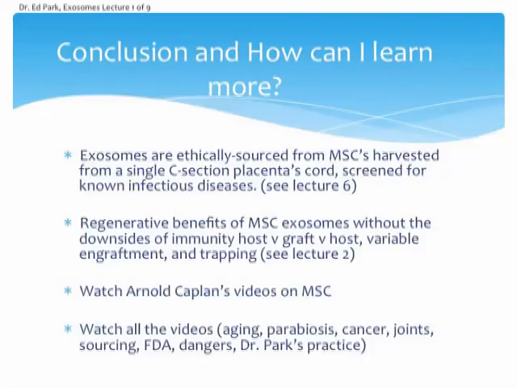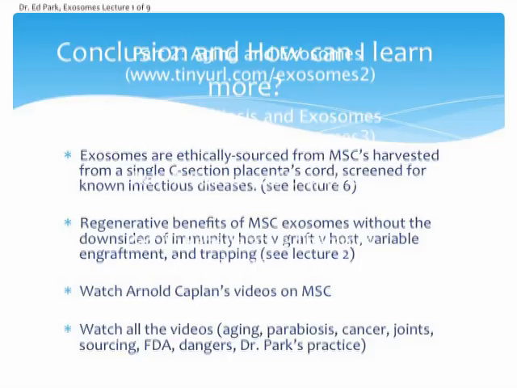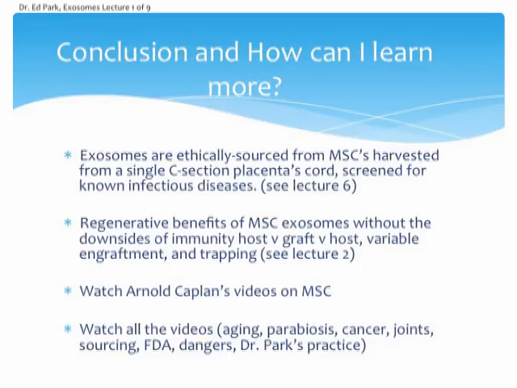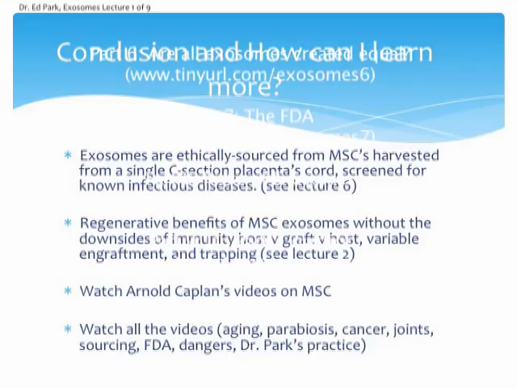In addition, if you want to learn more about exosomes, watch all 9 of the videos in this series, which will continue on as aging, and we talk about parabiosis, or mixing young and old animals. Lecture 4 is cancer, 5 is joints, number 6 is how these things are sourced, number 7, the FDA and that process, number 8, dangers, and number 9, what is my practice.